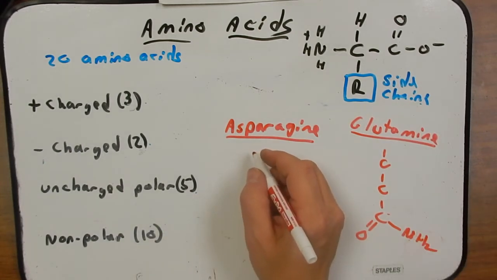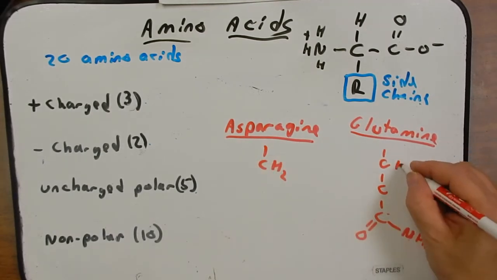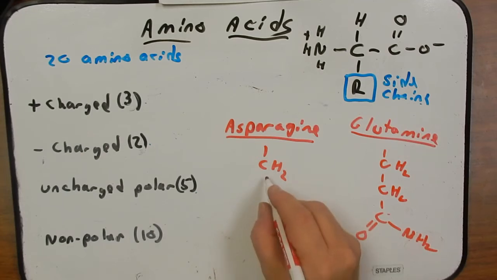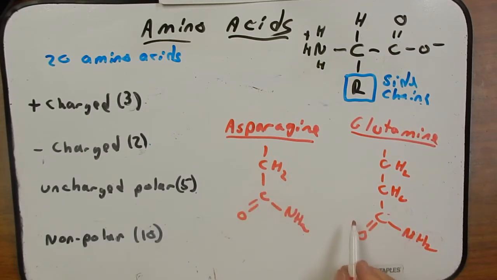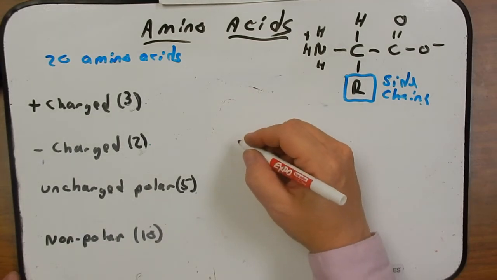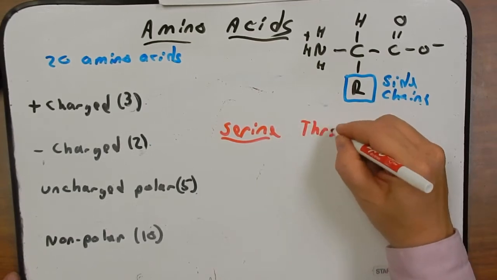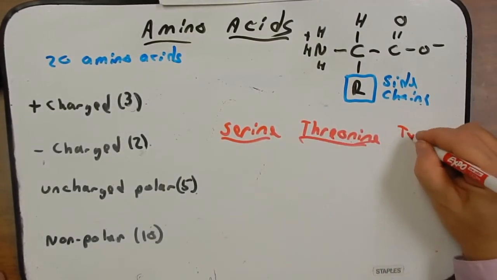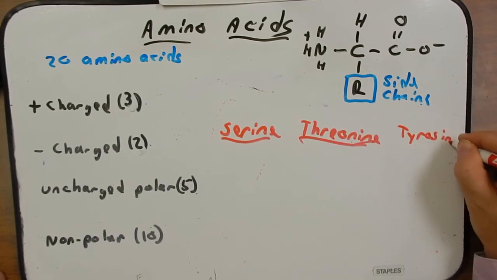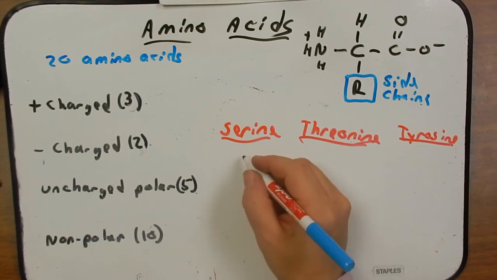Asparagine, like aspartic acid, has 2 carbons forming this R group. I should have put hydrogens around those up there to be accurate. So again, they're very similar to each other, except the asparagine has 1 fewer carbon than the glutamine. Okay, the next 3 in this uncharged polar amino acid group include serine, threonine, and tyrosine. I lumped these 3 together because they all contain a hydroxyl group on their side chain.